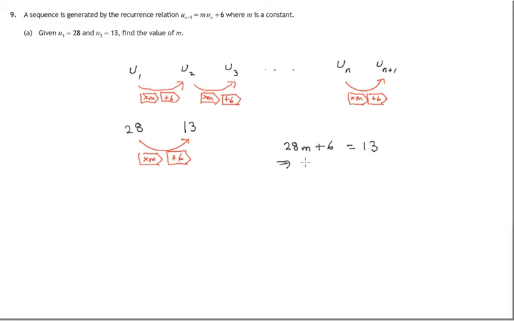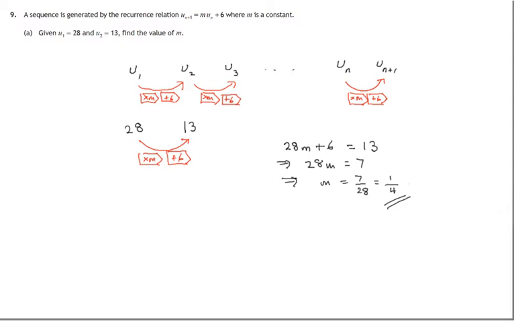Let's take 6 from both sides. And let's divide both sides by 28. Now there's a factor of 7 in 28. 4 sevens are 28, so we can divide top and bottom by 7. 7 into 7 is 1, 7 into 28 is 4. So we get the fact that m is a quarter.